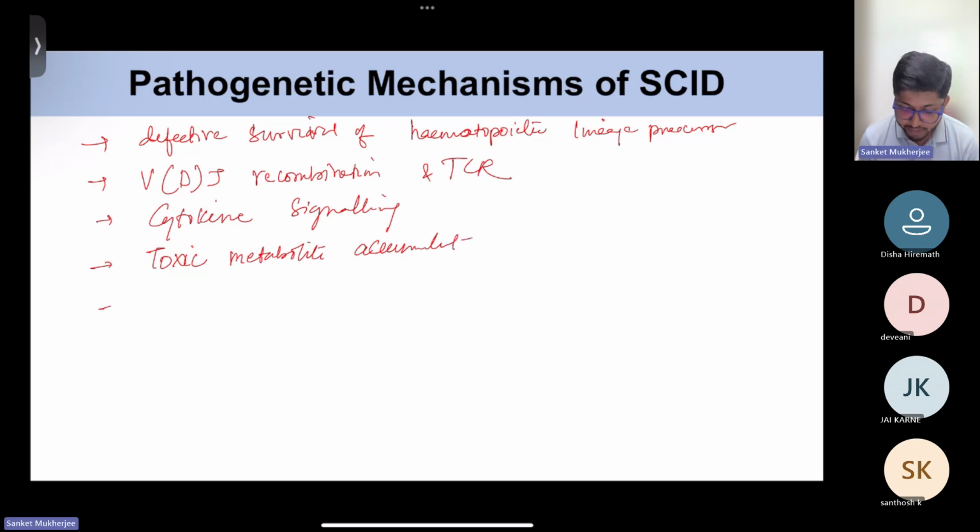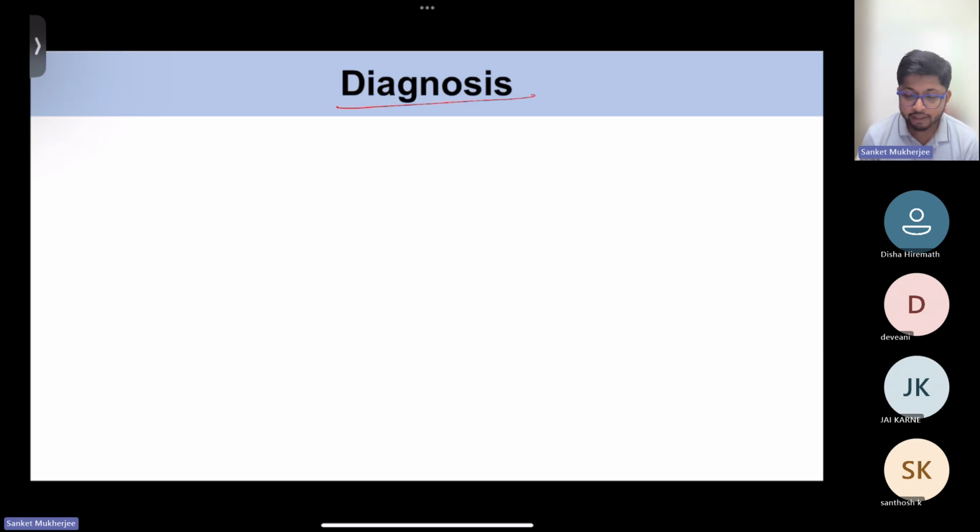Then again, T cell receptor abnormalities could be there, and then thymic abnormalities, or in the thymus basically. You can read about it in the lectures. If we talk about the diagnosis part, SCID is usually diagnosed through flow cytometry, where we figure out the status and numbers of the immune cells, the lymphocytes.